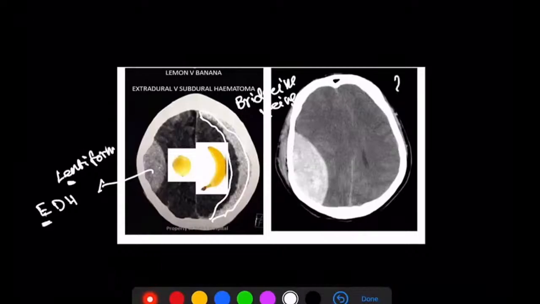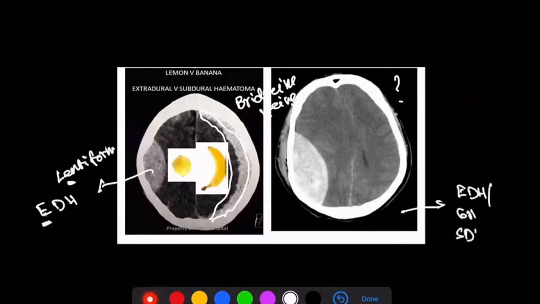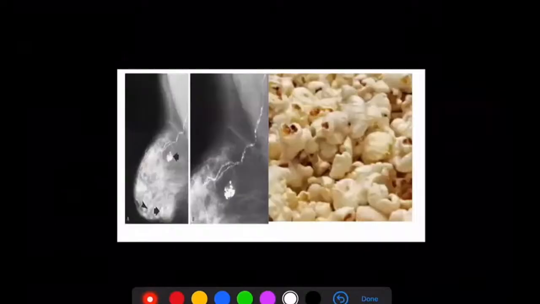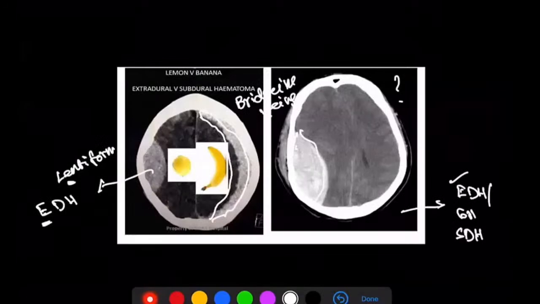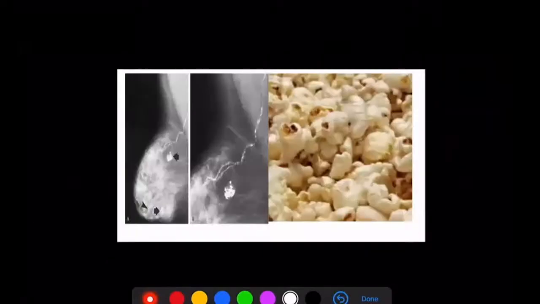This one is EDH or SDH, the second image. EDH or SDH? EDH. Yes. It has the lentiform, not a crescentic appearance. So this is EDH. Which artery is involved in EDH? Middle meningeal artery. And SDH? Which vessel? Very good. Bridging veins. Please don't get confused.